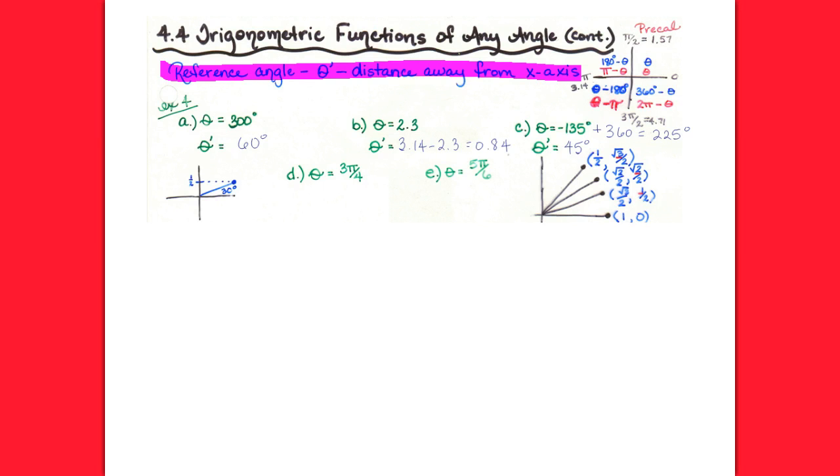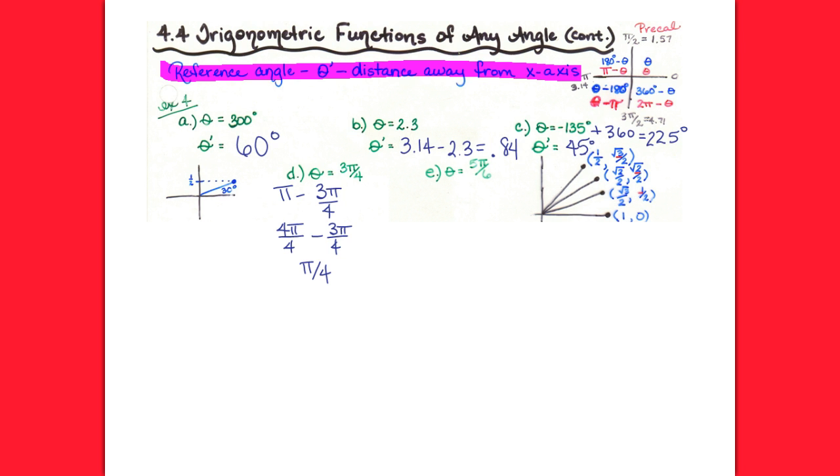All right, look at the next one. For D, they give me theta is 3 pi over 4. What quadrant is 3 pi over 4? Second quadrant, right. So in the second quadrant, my formula is pi minus the angle. So I'm going to do pi minus 3 pi over 4. Pi minus the angle. Gonna need a common denominator to subtract there. So I could say 4 pi over 4 minus 3 pi over 4, and I'll get pi over 4 for my reference angle.